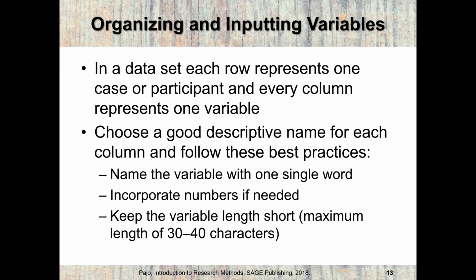So it is always best practice to use a column name that describes the content of that column. If I have last name, I'll call the column last name. If it's address, I'll call it address. If it's temperature, I will not call it Y, I'll call it temperature. Then name the variables with one single word. Also, we can incorporate numbers if needed. I may have two columns with almost the same description but a little bit different, so I may say name 1 and name 2, or last name, first name.